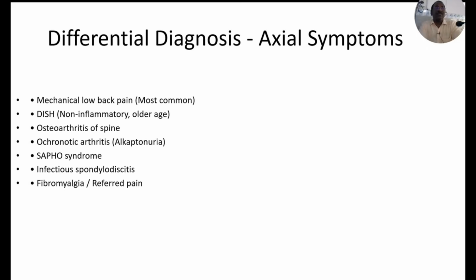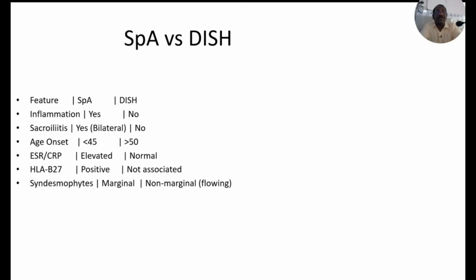Differential diagnosis of axial symptoms. Mechanical low back pain is the most common, along with discitis, etc., or lumbar spondylosis. DISH is a non-inflammatory one, mostly in elderly individuals. Osteoarthritis of the spine, alkaptonuria, infectious spondylodiscitis, mostly in the calves, fibromyalgia, and referred pain. Among the differential diagnoses, we often see mechanical low back pain, osteoarthritis of the spine, and sometimes tuberculosis of the spine, which is also very common in our practice.